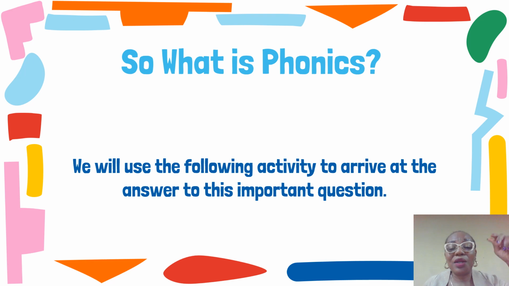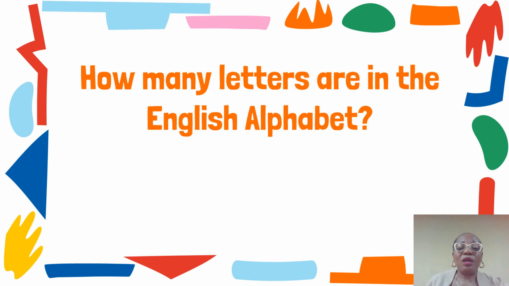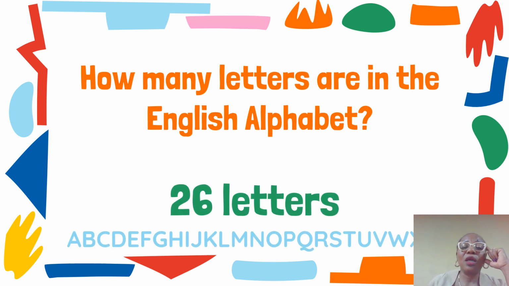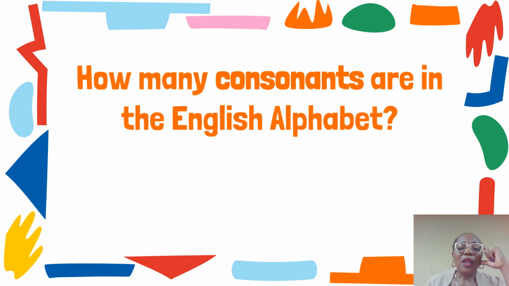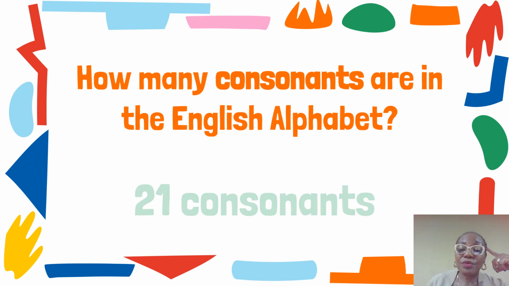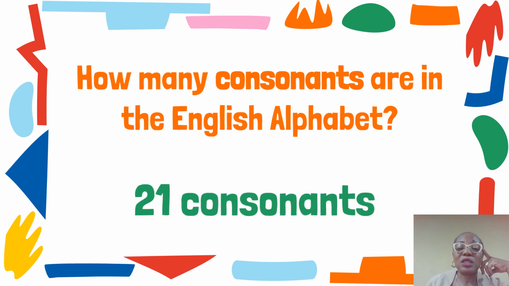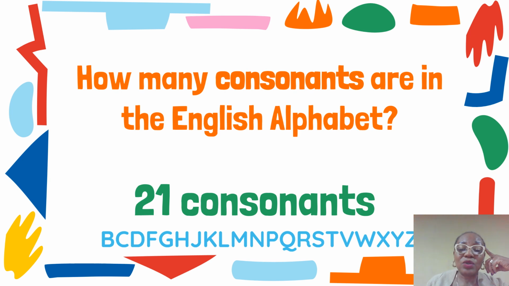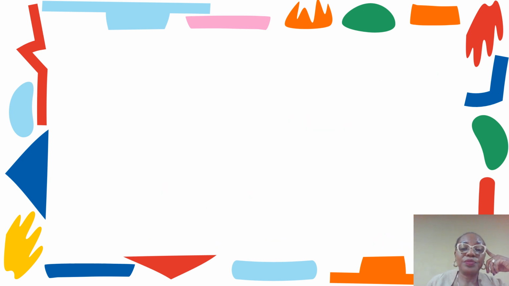There's an activity that we carried out in class, and that activity was used to demonstrate what phonics is. I will run through all of this very quickly. So we looked at how many letters there are in the English alphabet. Of course, there are, do you know? 26 letters, okay? And these are the 26 letters displayed on your screen here. Then I asked the question, how many consonants are in the English alphabet? Do you know? Okay, so there are 21 consonants in the English alphabet. And these are the 21 consonants in English.